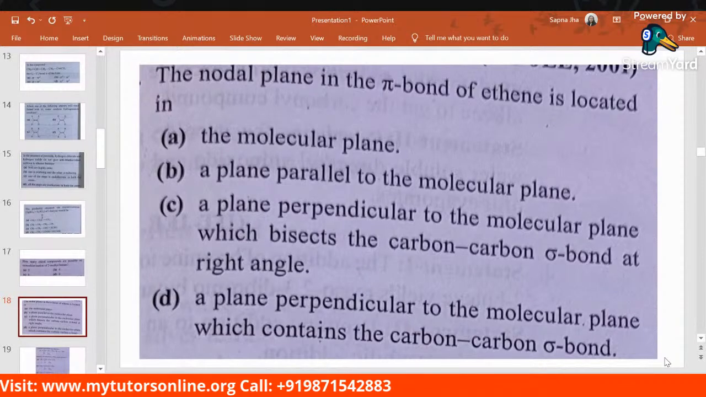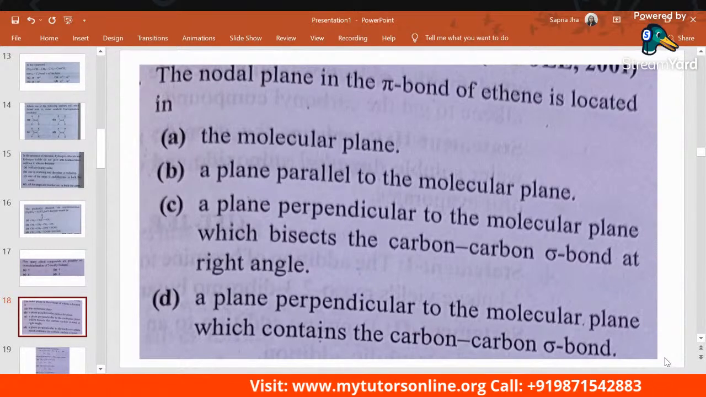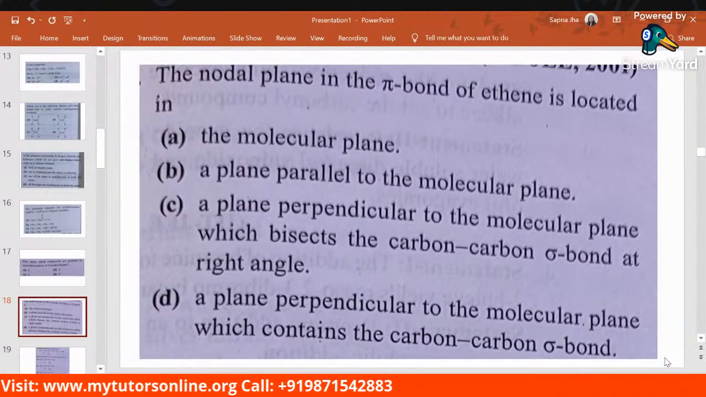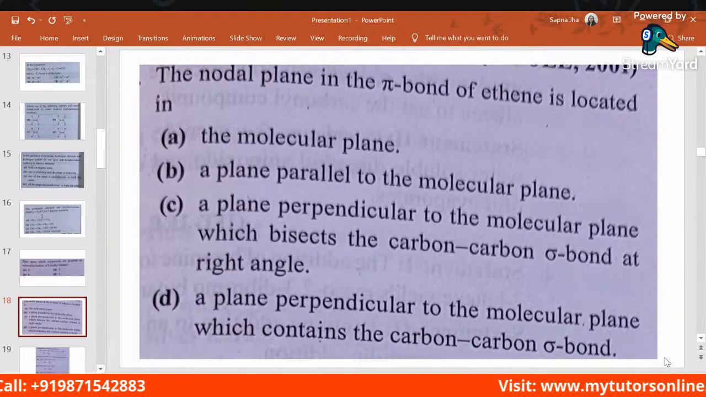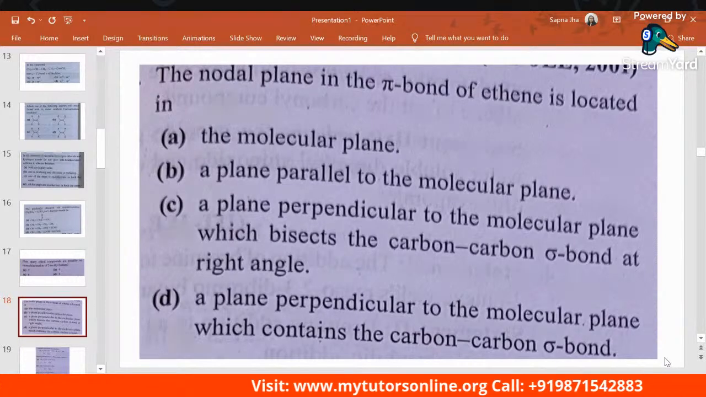I think now I should tell the answer. Only Vachna has tried it, and she has tried very, very correct. And the answer is the molecular plane, because the molecular plane does not have the pi electron density, so it has the nodal plane. Okay.